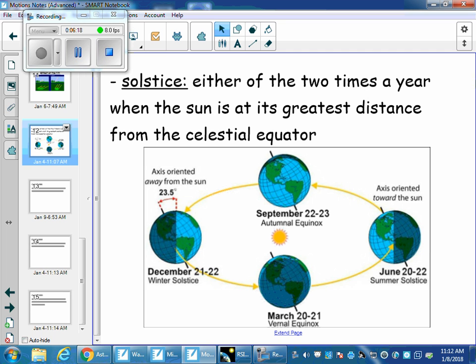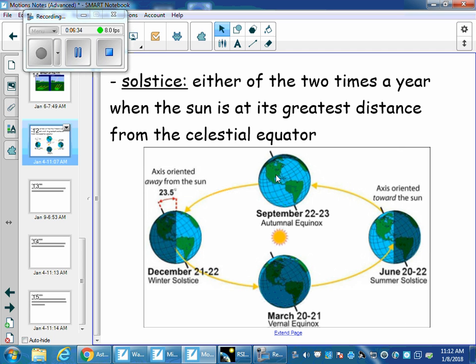In summer, we have the summer solstice, June 20th to 22nd, depending on the year. This is when, in the northern hemisphere, we would have the longest days or the most hours of sunlight because of how the Earth is oriented.